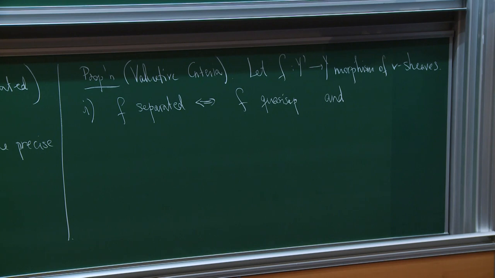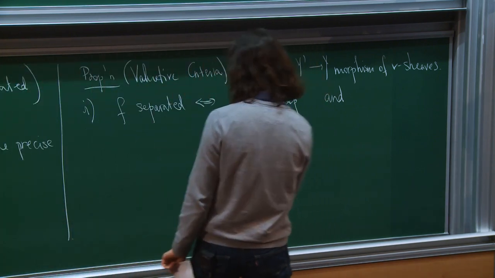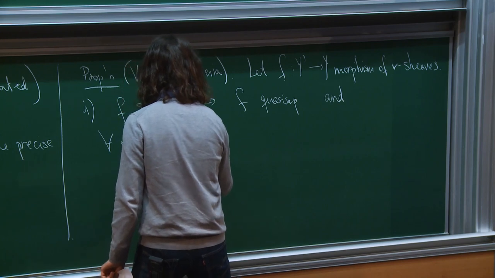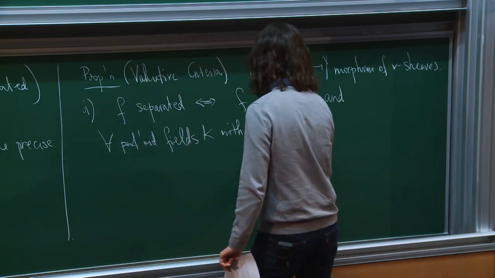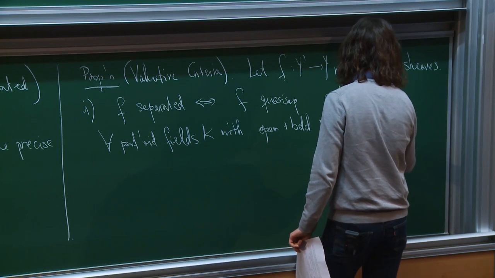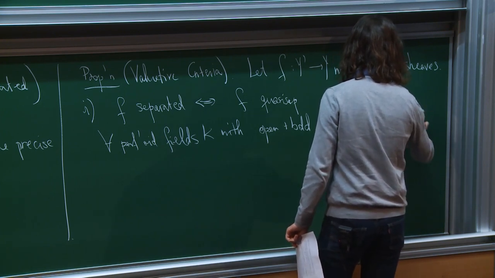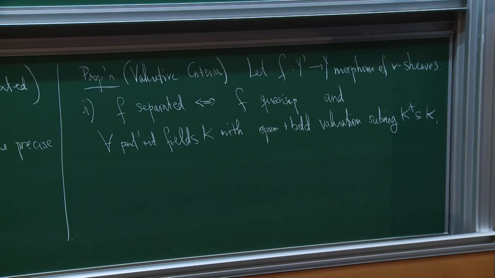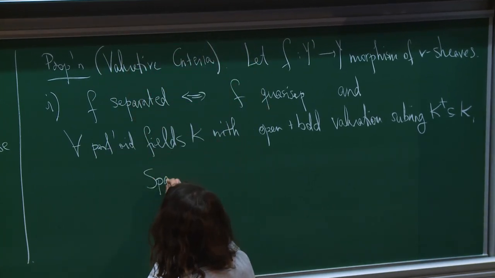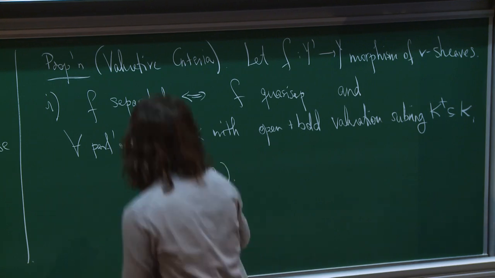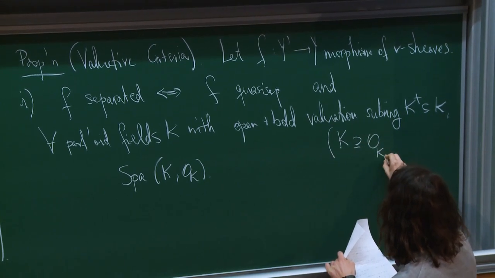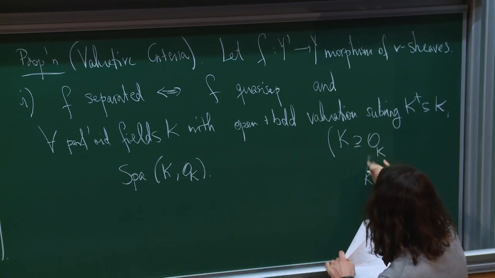So for all perfectoid fields K with some open and bounded valuation subring K plus in K, if you look at a diagram as follows: whenever you have a non-Archimedean field, I denote by O_K its ring of integers, meaning the subring of power bounded elements. So this is what's sometimes denoted by K-circ for a general ring.